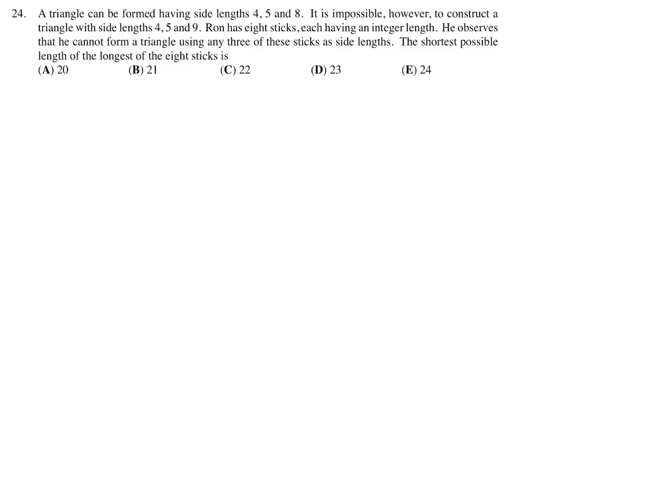A triangle can be formed having sides 4, 5, and 8. It is impossible, however, to construct a triangle with sides 4, 5, and 9. Ron has 8 sticks, each having an integer length. He observes that he cannot form a triangle using any of these 3 sticks as side lengths. The shortest possible length of the longest of the 8 sticks is.